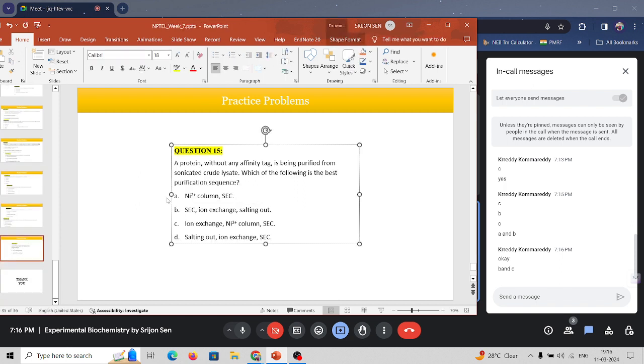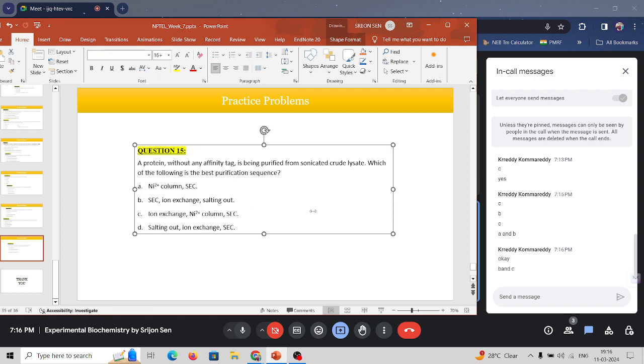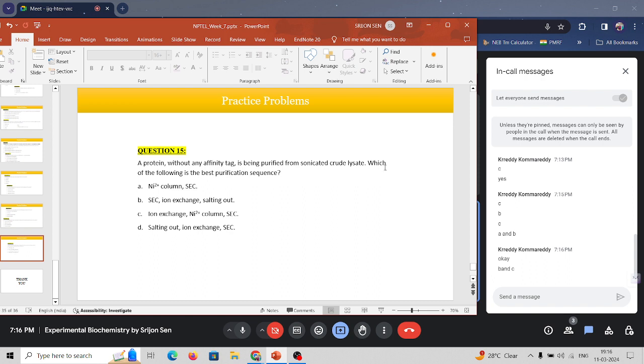And finally, this question: a protein without an affinity tag is purified from sonicated crude lysate. Which of the following is the best purification sequence? Nickel column, SEC, ion exchange; salting out, ion exchange, nickel column; SEC, salting out, ion exchange; salting out, ion exchange, SEC. It is D. Okay. So let us study the options one by one. First of all, it mentions without an affinity tag. So automatically the nickel column cannot be used in both the cases. So A and C are wrong.